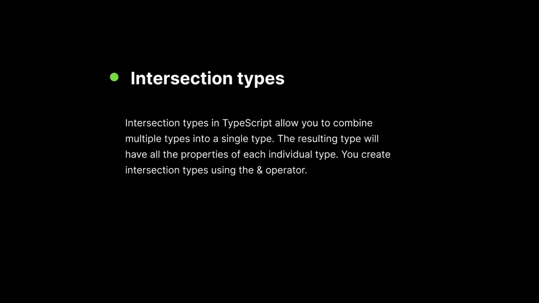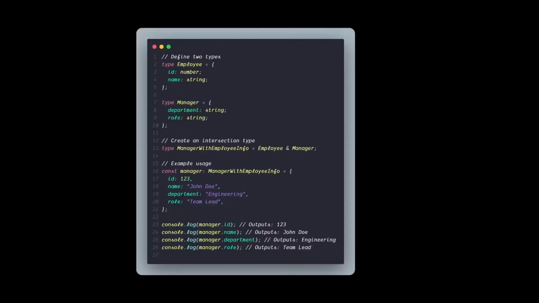You already know, like I already discussed what intersections are, but if you don't know that, let me just read that for you. Intersection types in TypeScript allow you to combine multiple types into a single type, and the resulting type will have all the properties of each individual type, and you can create an intersection type using the AND operator right here. And this is how the code is gonna look like.